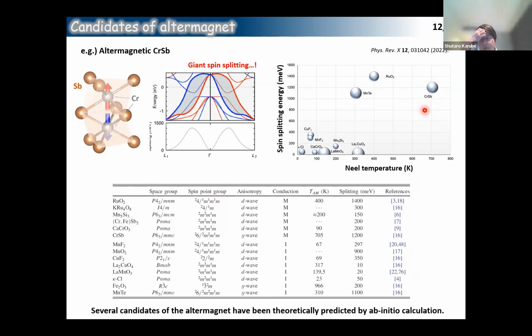Furthermore, altermagnetism has been predicted in a range of oxides and compounds, indicating the emergence of a new field of magnetism. This ongoing exploration of altermagnetism in diverse materials holds great potential for advancing our understanding of magnetic phenomena and expanding the possibility for innovative applications in magnetism-related technology.